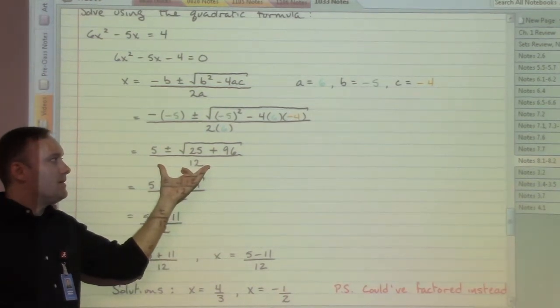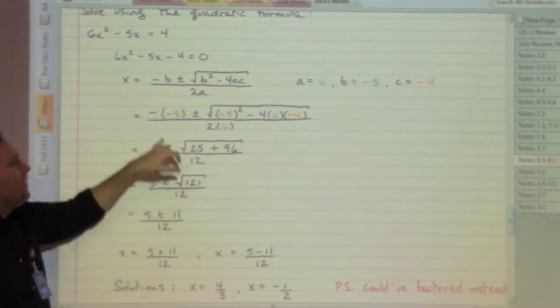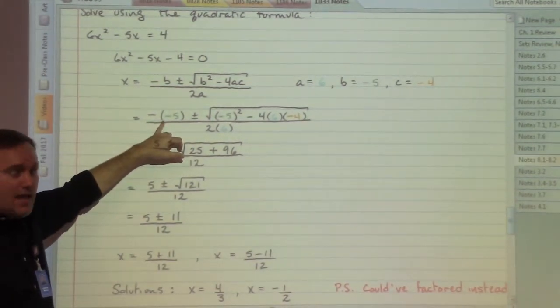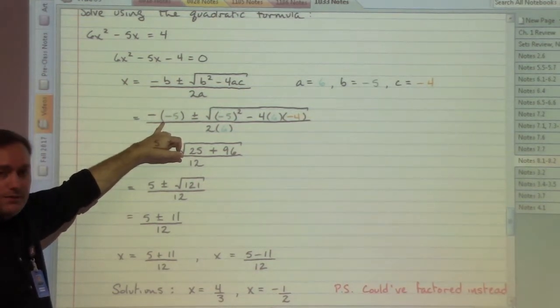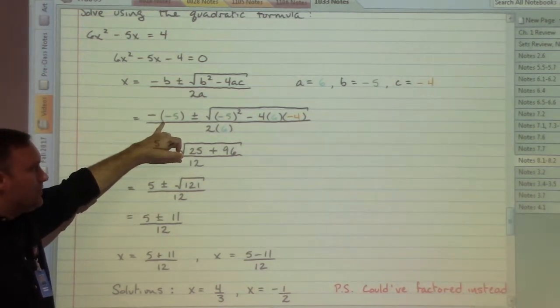So putting those numbers into play and then starting to go through the process of simplifying. A is the number that is in front of the x squared. B is in front of the x. And C is the plain old number at the end. So I put those in their appropriate spots and start to simplify.